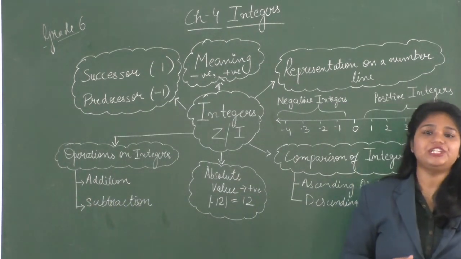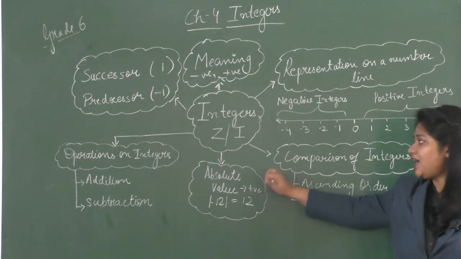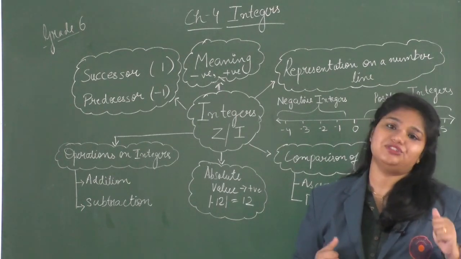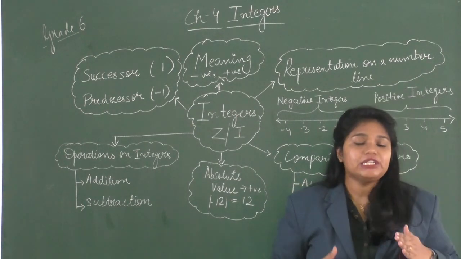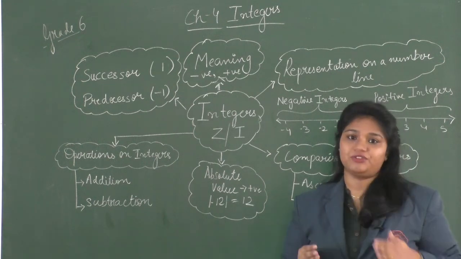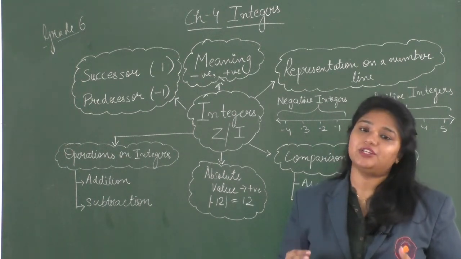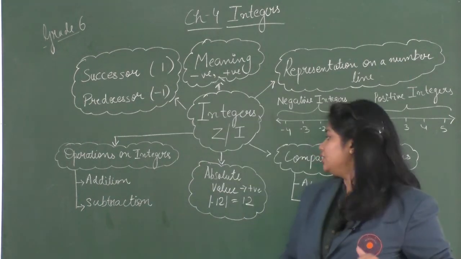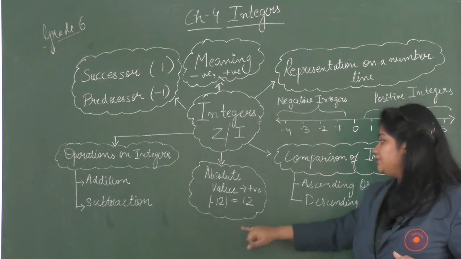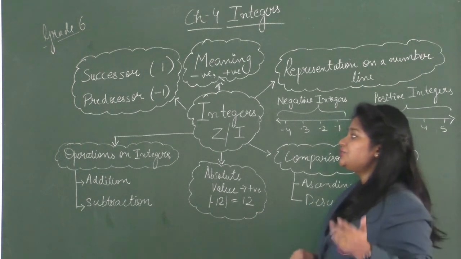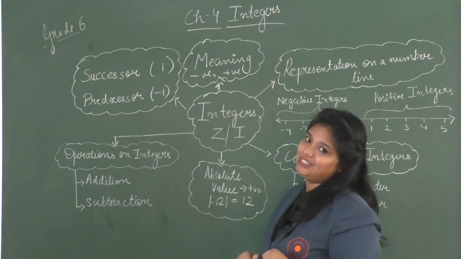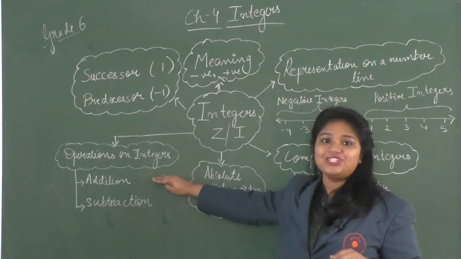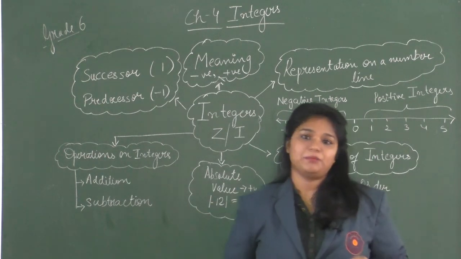After comparison of integers, we learned something about absolute value. What do you mean by absolute value of an integer? The absolute value of an integer is always positive. That means it is irrespective of the direction of the integer on the number line. So here the absolute value of -12 is 12. Next, we learned about operations on integers, and under that we learned how to perform the operation of addition and subtraction on a number line.